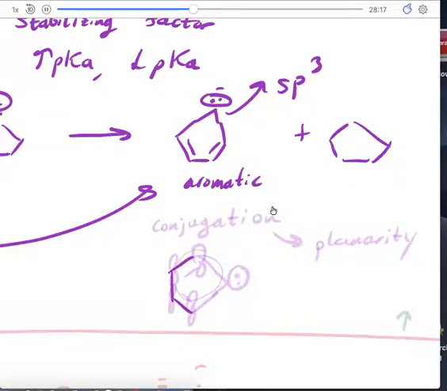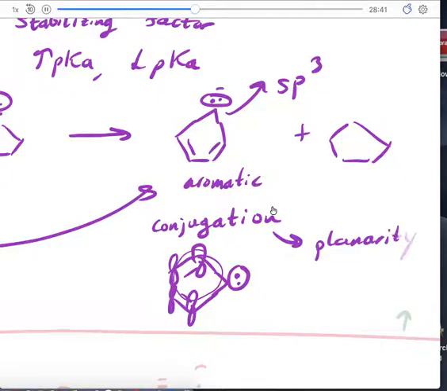So if we draw it like this, this will help explain why. When it starts conjugating with the other pi bonds or with the other p orbitals in the system, it will become flat. This conjugation leads to planarity. Hyperconjugation can make it planar if it becomes aromatic.